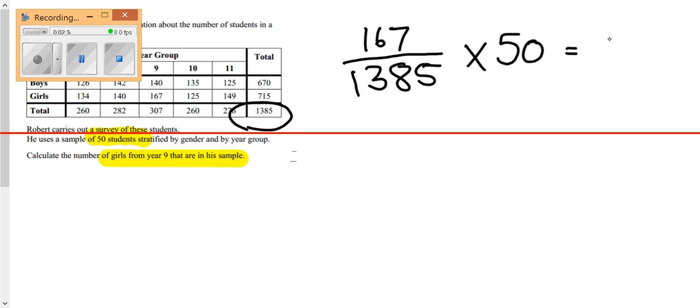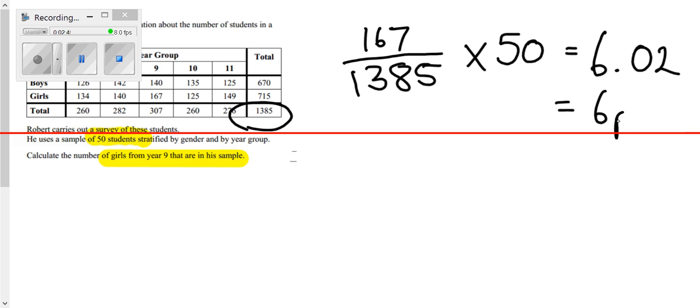Now, this will give me an answer of 6.02. I can't have 0.02 of a person, so I'm going to round that down to 6 as my final answer. So 6 people will be in my sample that are in year 9 and are a girl. Now that would be worth 2 marks.